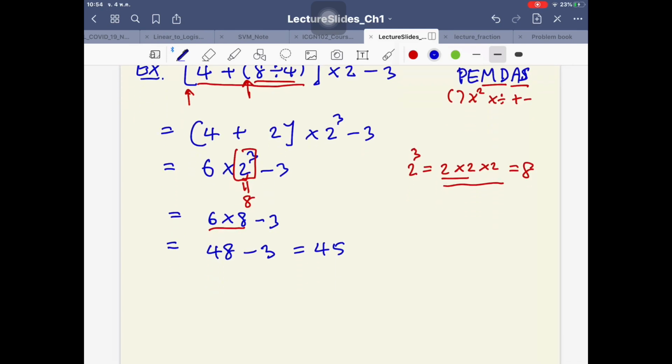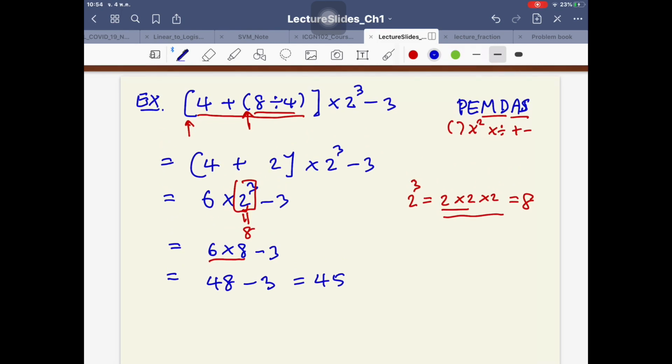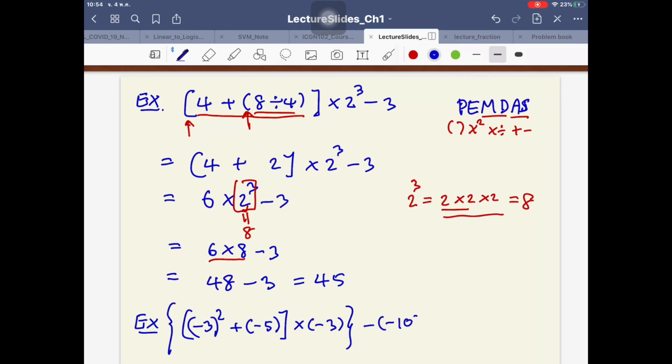All right. So how about if I give you one more example? Now you have minus 3 squared plus the negative 5. Here we put square bracket, and then multiply by 3 outside. Here we put the curly braces. And then we have the subtraction with the negative 10 minus 5 for the last step.